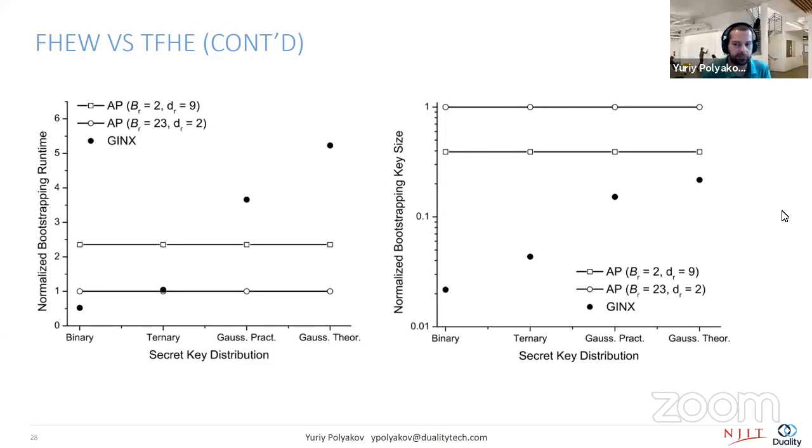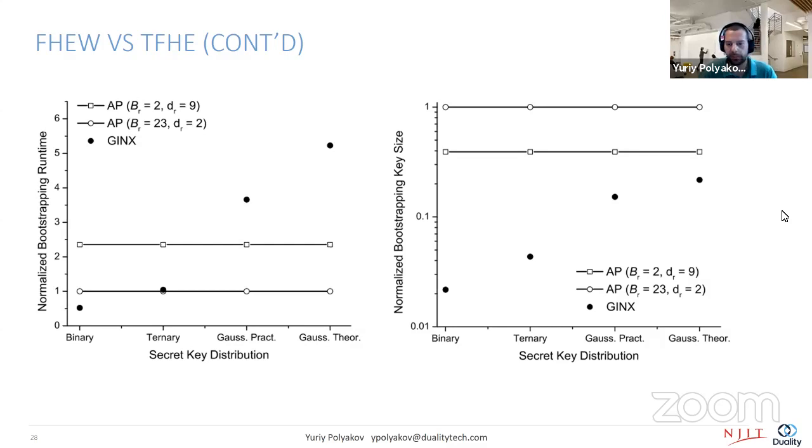different secrets, we show the trade-off, and on the x-axis we're looking at different secret key distributions, starting from binary going up to the Gaussian theoretical. It's interesting to note that runtime-wise, FHEW and TFHE cross at basically a ternary secret distribution. There are just two different options shown here for FHEW, depending on the digit size that's chosen. Then afterwards, FHEW, which is based on AP-based bootstrapping, becomes actually faster.